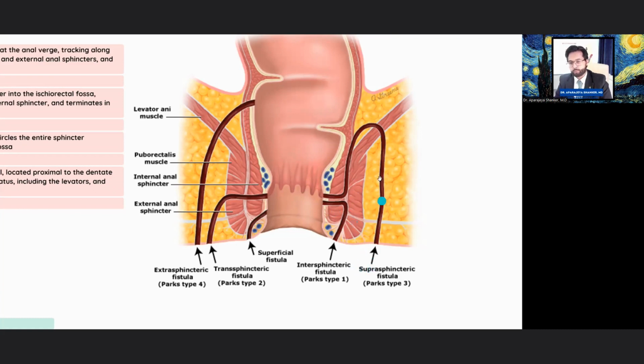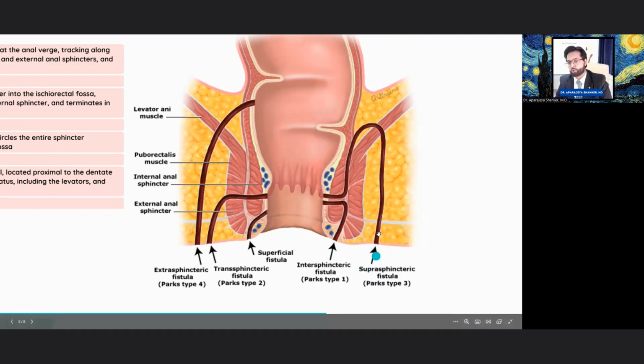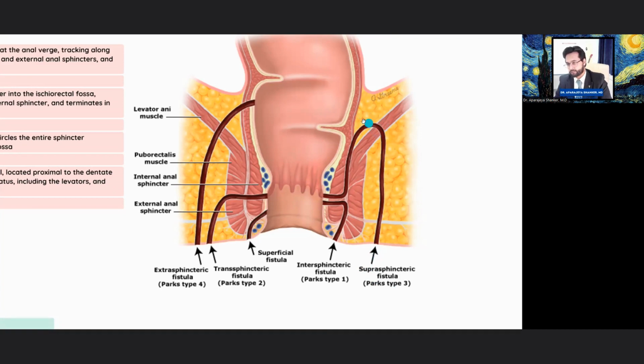Second is that it could be suprasphincteric, which is a Parks type 3, in which it goes up, goes past the external sphincter's topmost part, and still comes out inside. So remember, the rule with the fistula is that it has to have an opening which is inside the anal canal, right? It has an internal opening and an external opening. The external opening is always on the skin, and the internal opening is always inside the anal canal, right?